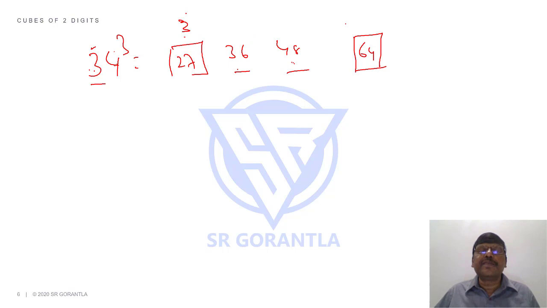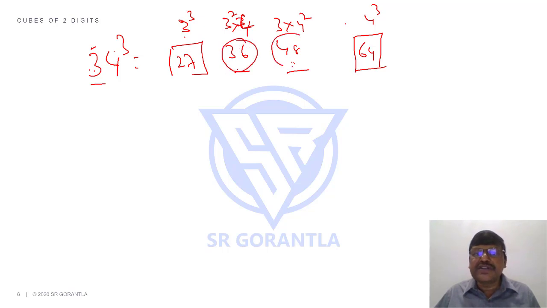This is 3 cube. Just for your reference, I am writing 4 cube. This is 3, this is 3 square into 4 and this is 3 into 4 square. Then what should I do with these two numbers? Double them and write 36, 72, 48, 96.